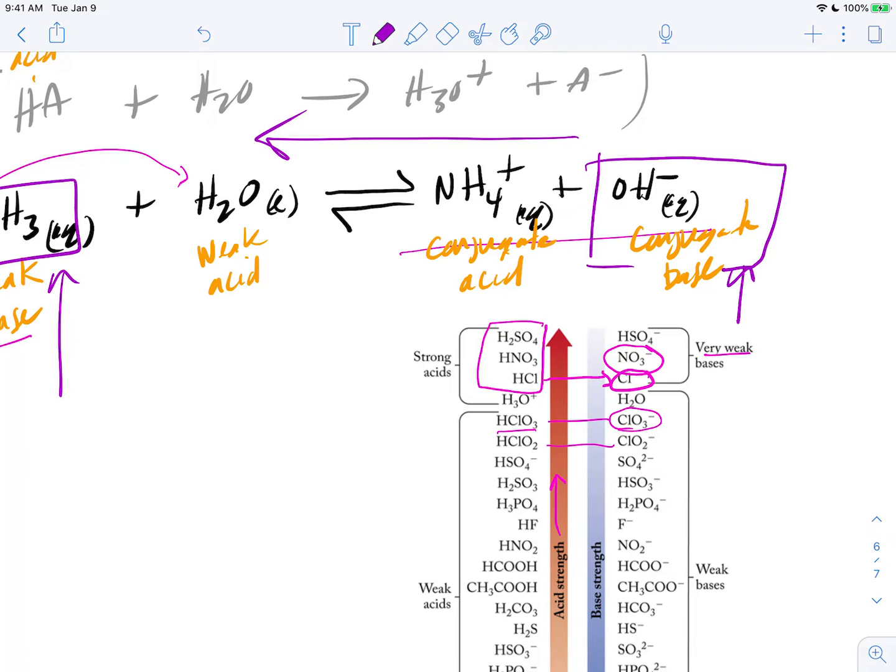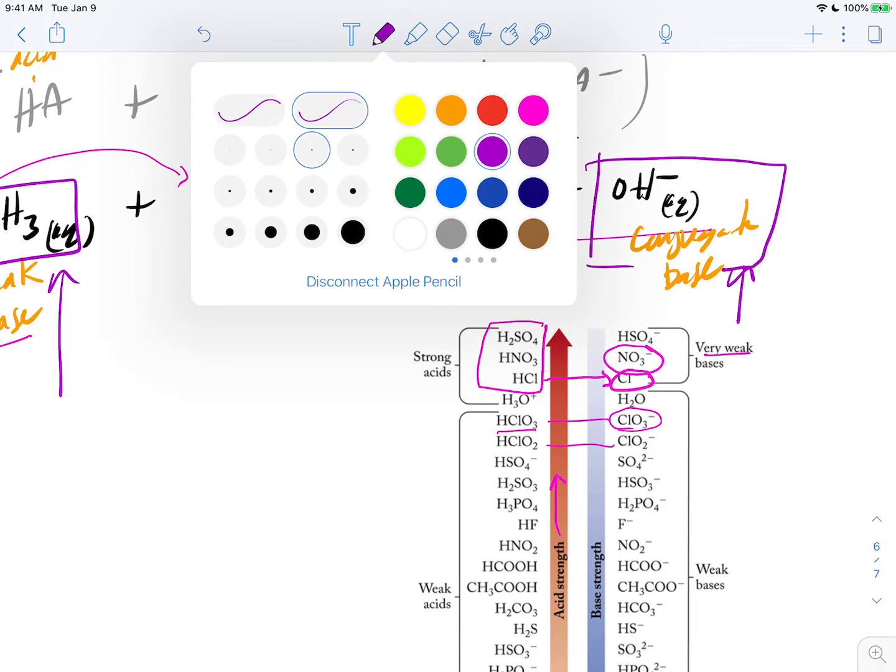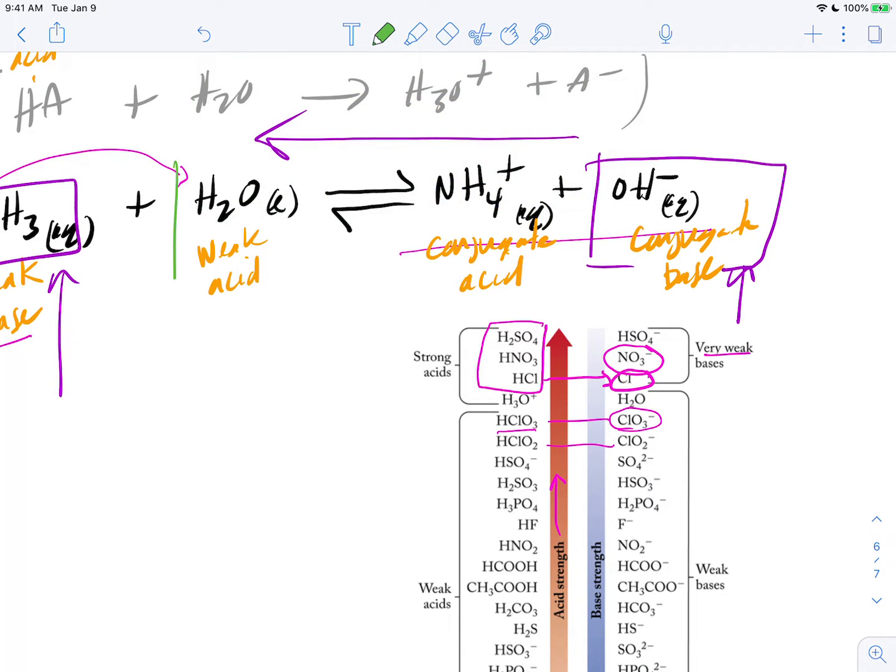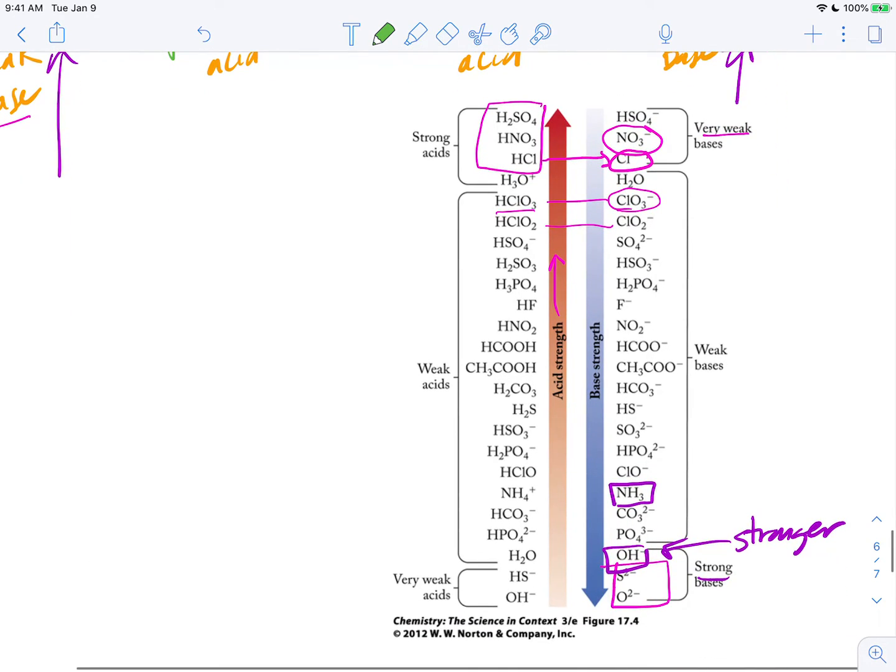Now, we could also check the acid. Just to show, let's do that in a different color. So let's say we check the acid, two acids here, and I'm going to compare water and NH4 plus. On the acid side, the left side, NH4 plus is here. It's pretty low down, but when you compare it to water, it is even lower. So this is the stronger acid.